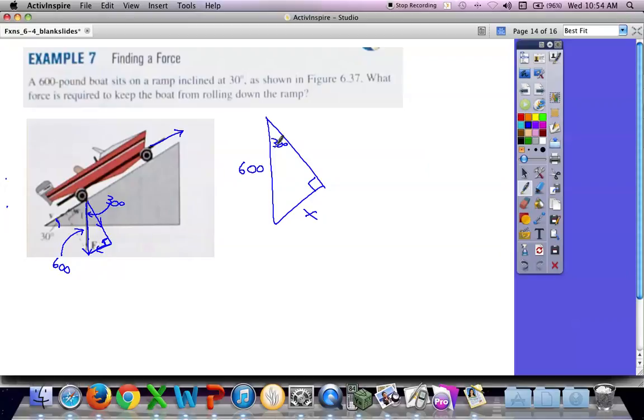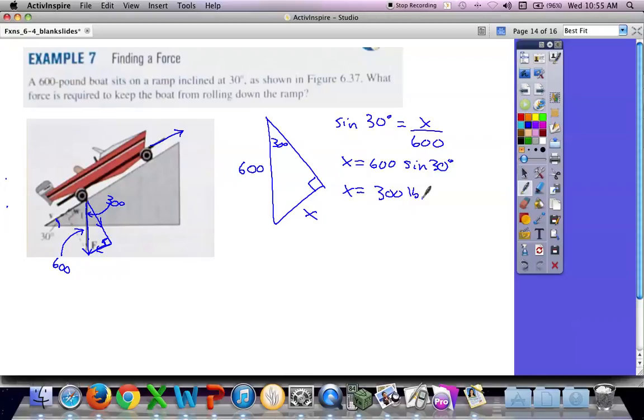Here's your angle. These two sides are opposite and hypotenuse. Which function is it? Sine. So we have the sine of 30 equals x over 600. Solve for x. x equals 600 times the sine of 30. x equals 300.